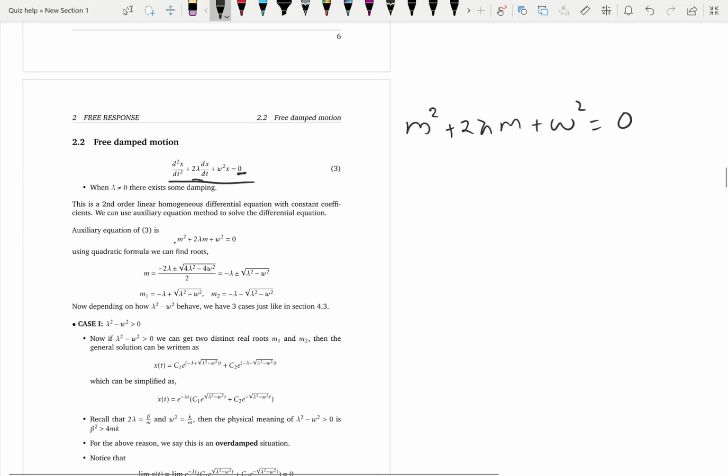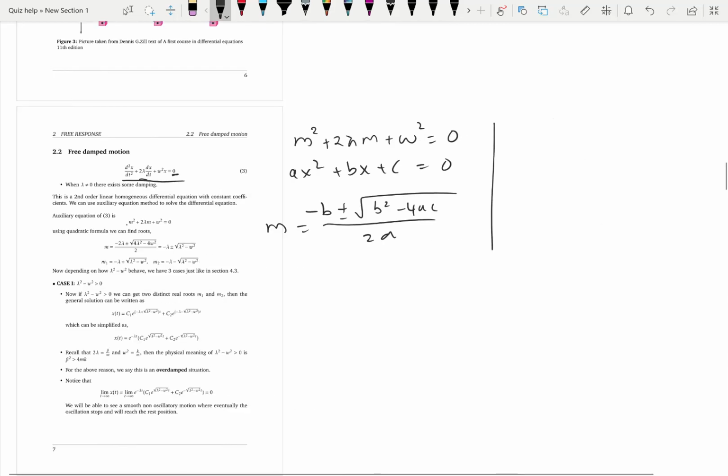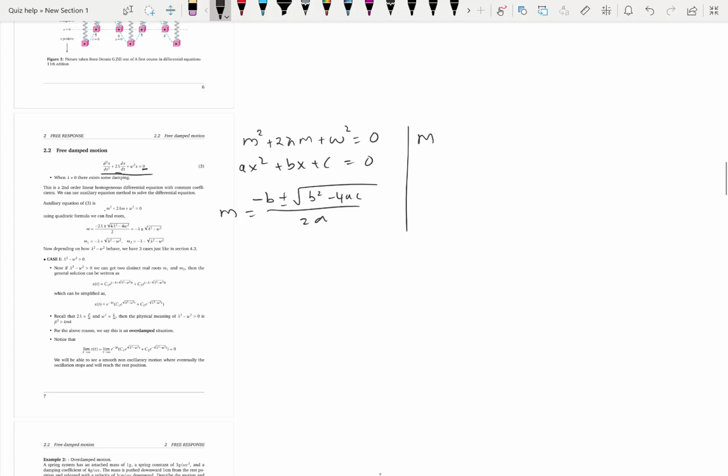Okay, now let's use the quadratic formula. So for ax square plus bx plus c, we can find the roots by, well, the roots are negative b plus or minus the square root of b square minus 4ac, over 2a, right? So these are what the roots will be. So let's find the roots of this auxiliary equation in the general sense. And a nice thing happens. So let's see.